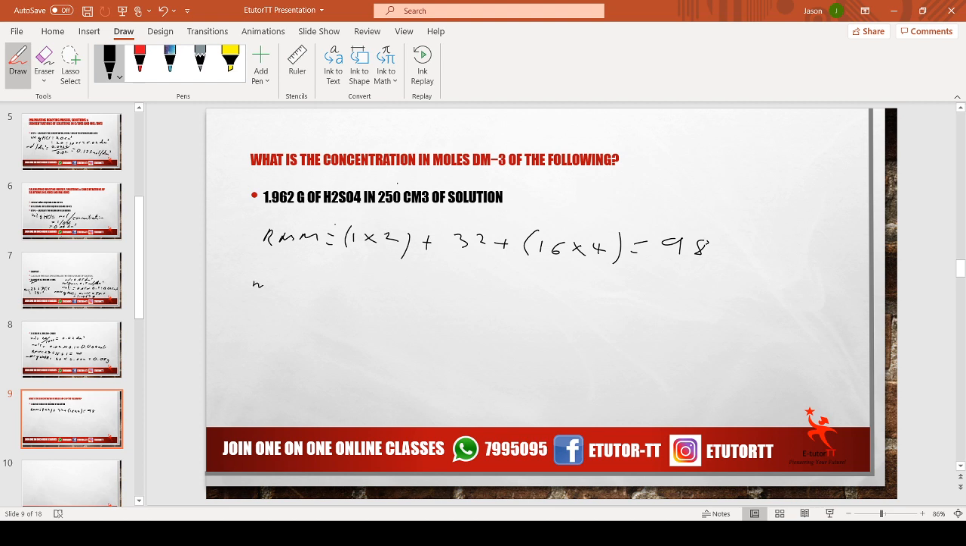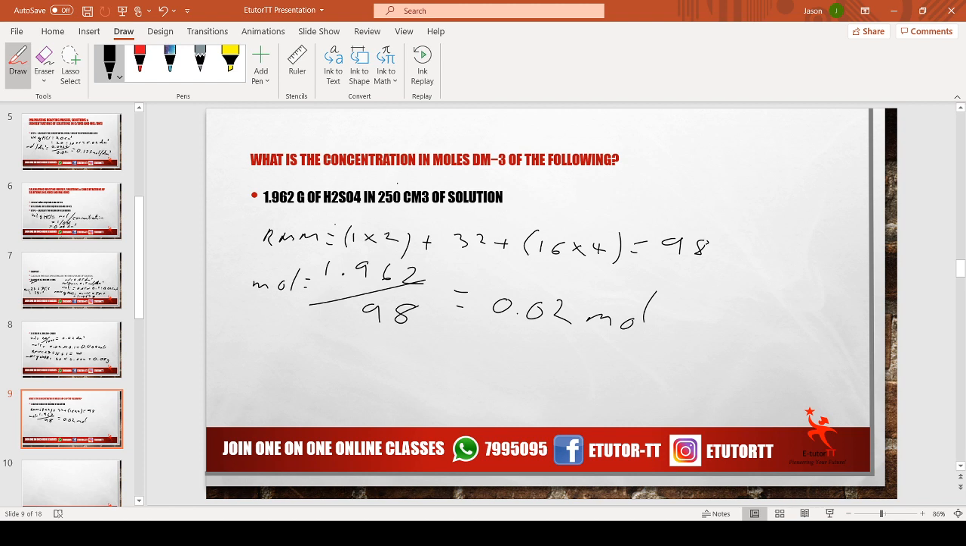To calculate moles equals mass divided by RMM. So we have 1.962 divided by 98. So that gives us a total of, 1.962 divided by 98. That gives us 0.02 moles.